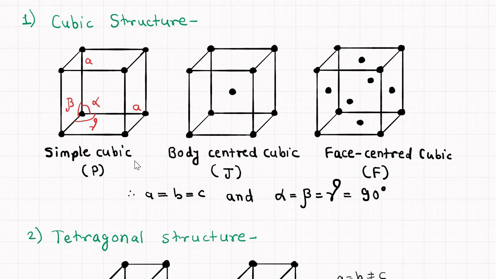Figure shows the simple cubic structure, the body centered cubic structure and the face centered cubic structure. In body centered cubic structure, there is a lattice point which is placed at the center of the cubic unit cell. While in face centered cubic, it has one lattice point at the center of each face.